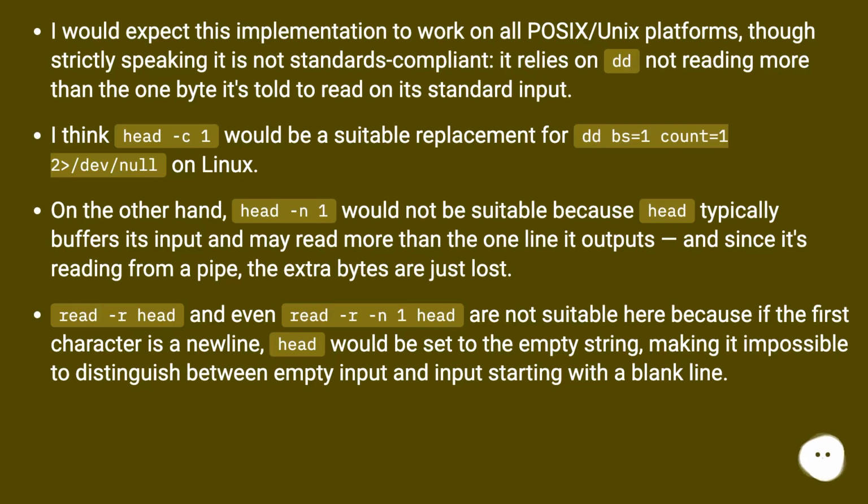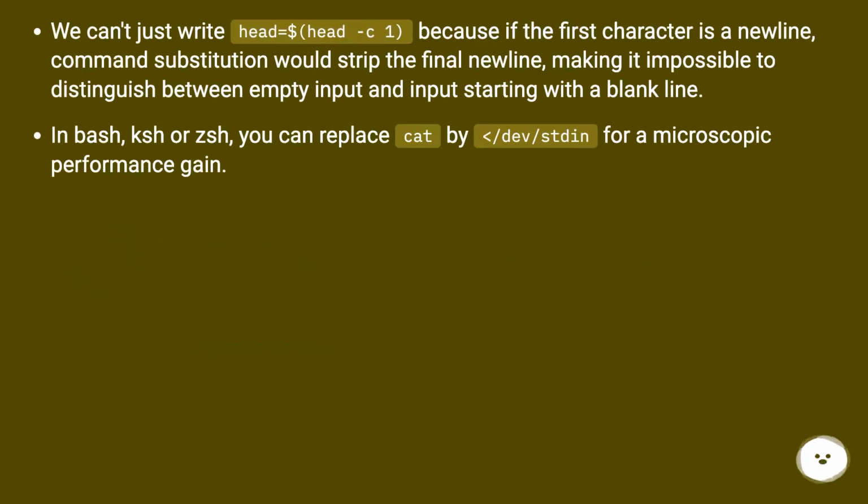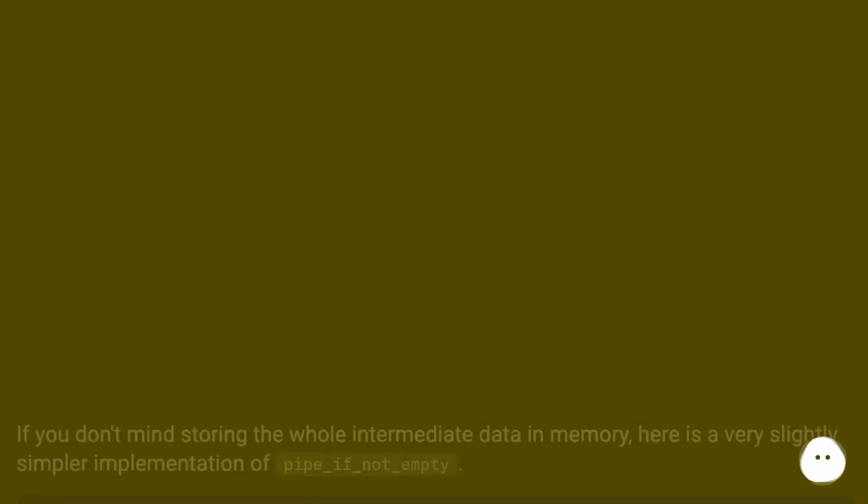read -r head and even read -r -n1 head are not suitable here because if the first character is a new line, head would be set to the empty string, making it impossible to distinguish between empty input and input starting with a blank line. We can't just write head=$(head -c1) because if the first character is a new line, command substitution would strip the final new line, making it impossible to distinguish between empty input and input starting with a blank line. In bash, ksh or zsh, you can replace cat by /dev/stdin for a microscopic performance gain.